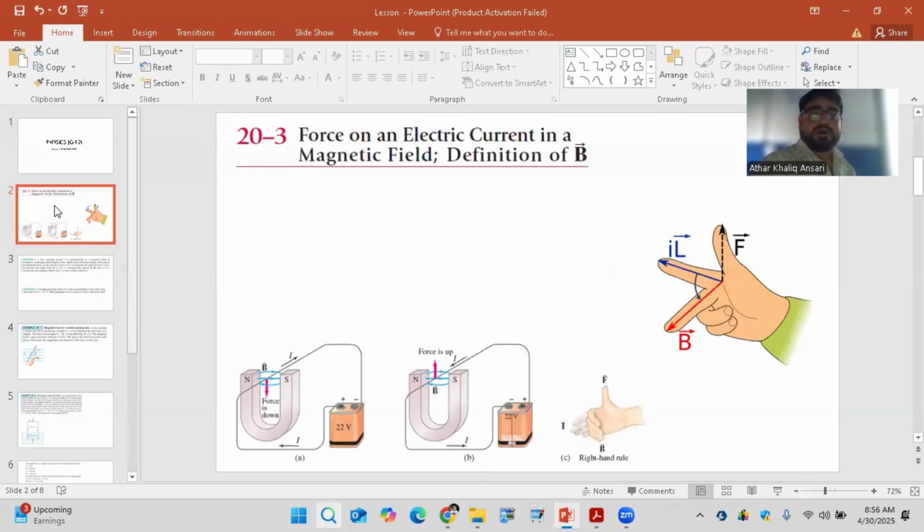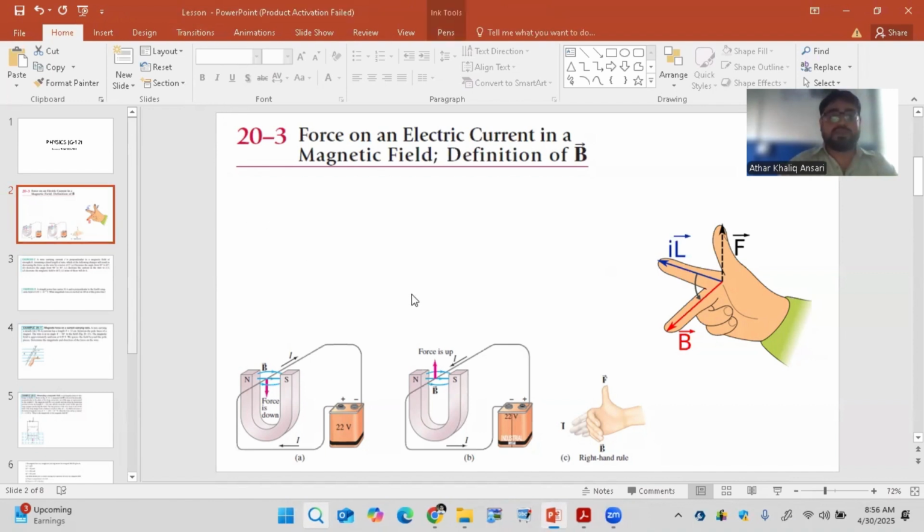We are going to start revising lesson number 20.3, which is about force on electric current. What does it mean? It means that whenever current passes through a wire and the wire is placed inside a magnetic field, it feels a force because of the magnetic field. That force is called the force on a current carrying wire.